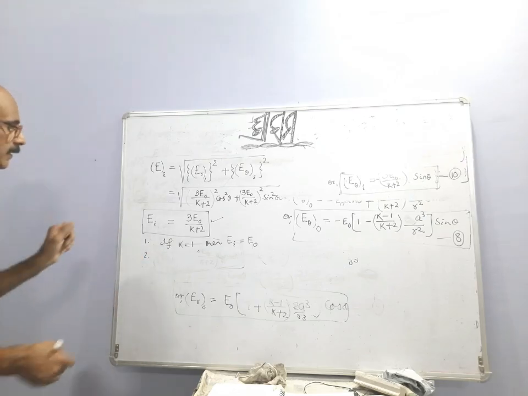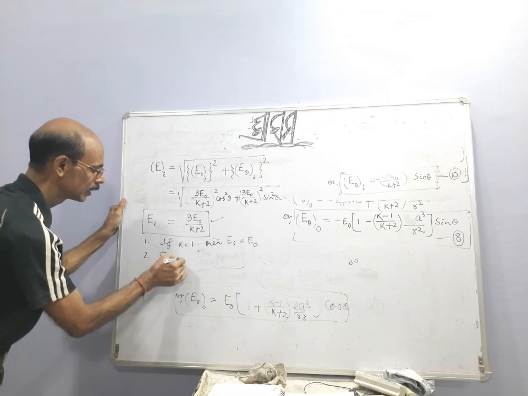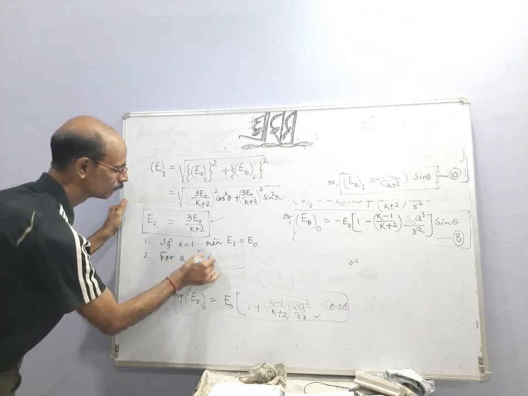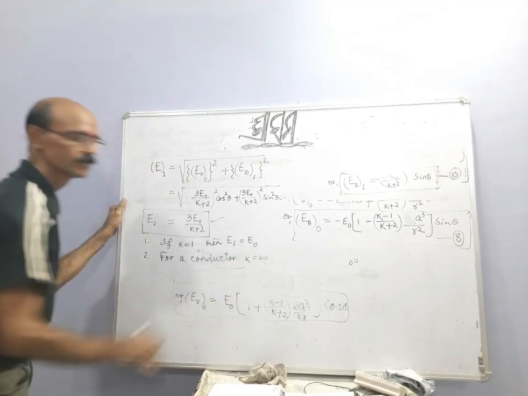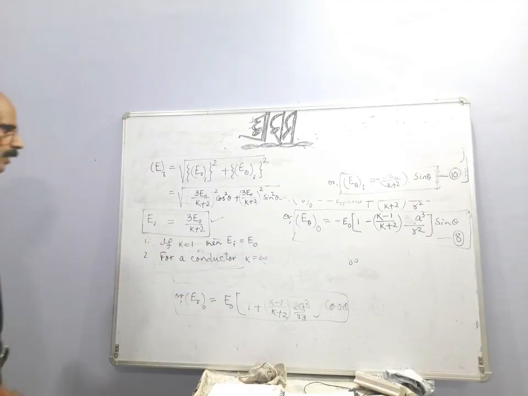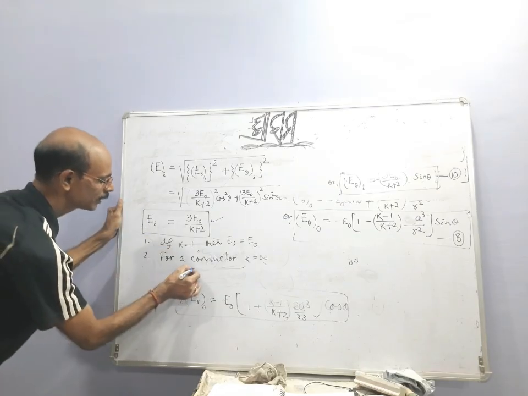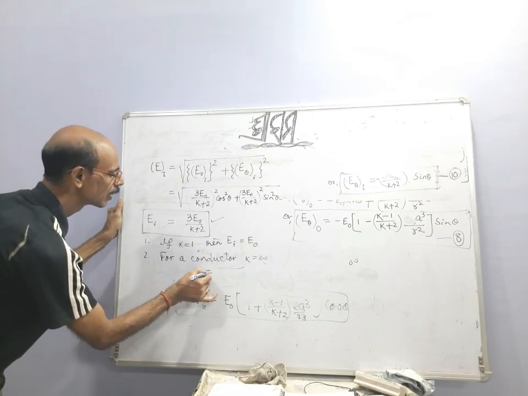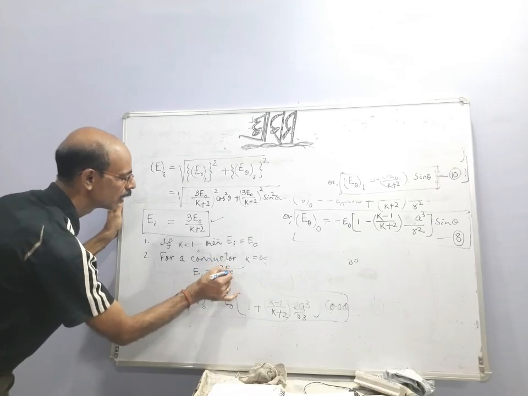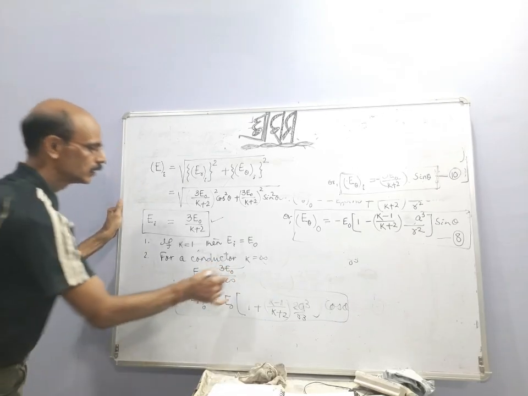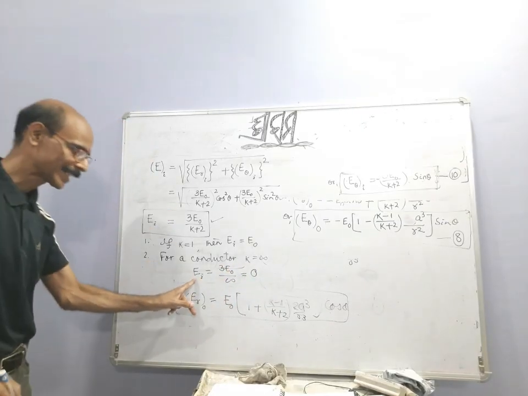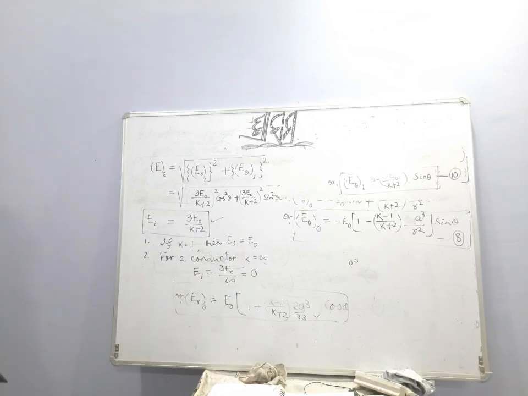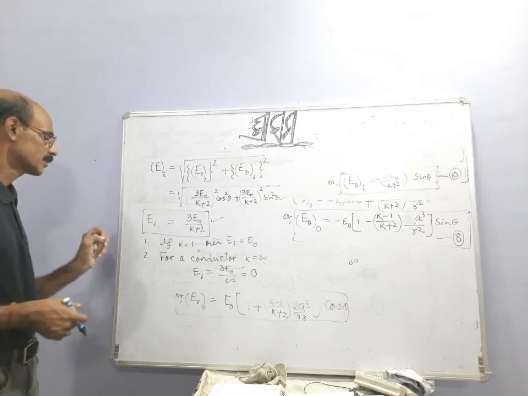for a conductor. What is the value of K? K is infinity. Dielectric constant is infinite. So what will be EI? 3 by infinity, and this is 0. So for a conducting sphere, electric field inside is 0. There is no electric field inside a conducting sphere.